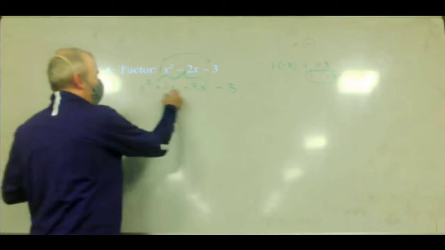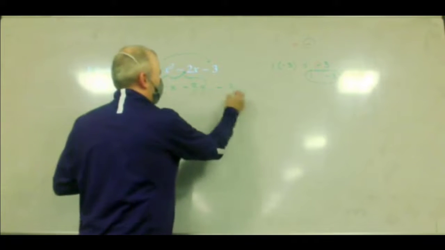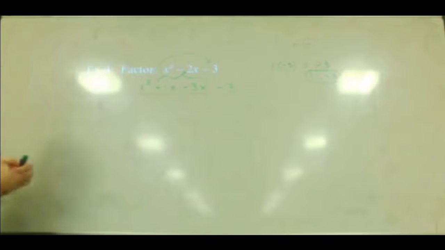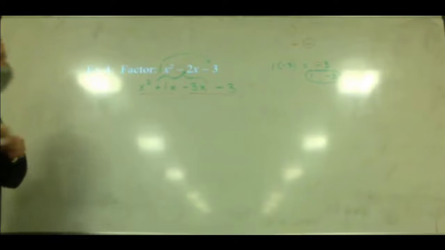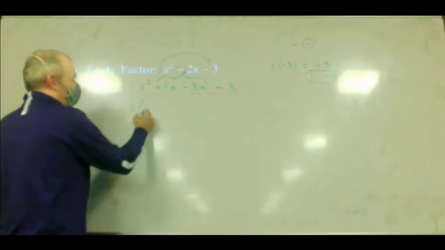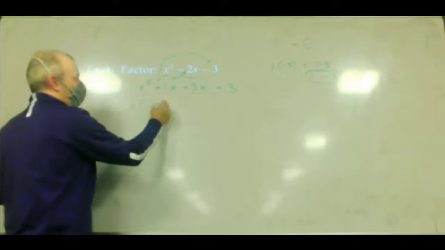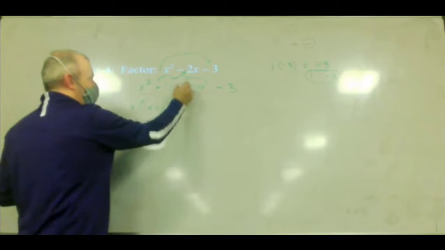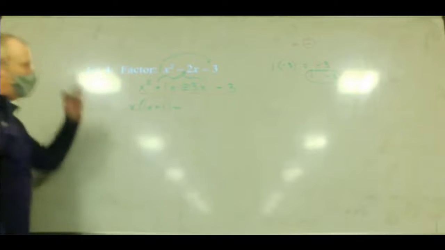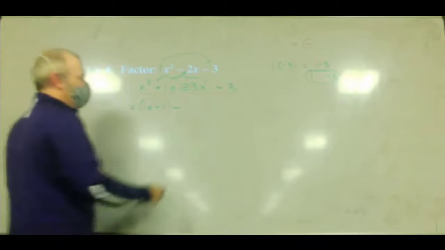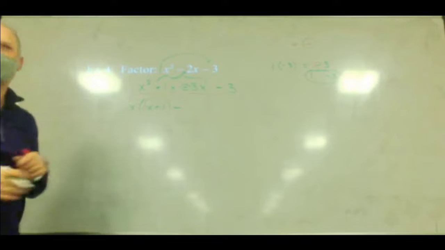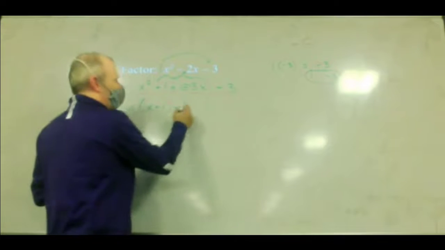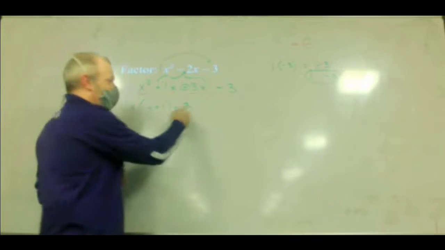Now we have our 2 groups. What can we factor out of the first group? An x. And what's left? X. Correct, x plus 1. We have to take out the negative. And what's going to be left in the second group? Or what else can we take out of the second group? A 3. So remember, we're factoring out a negative 3.